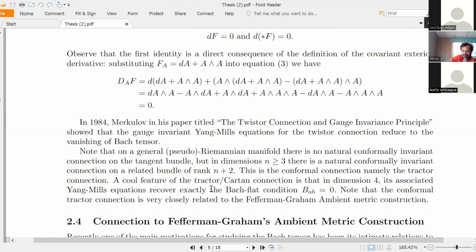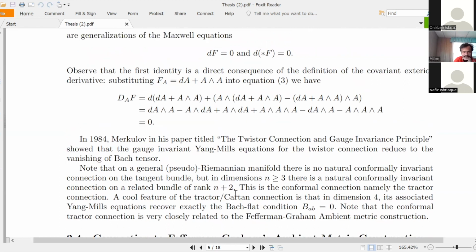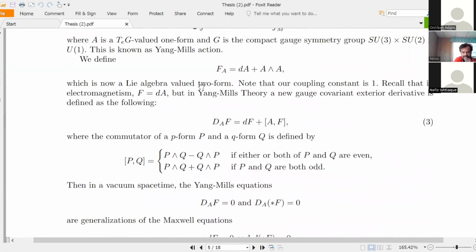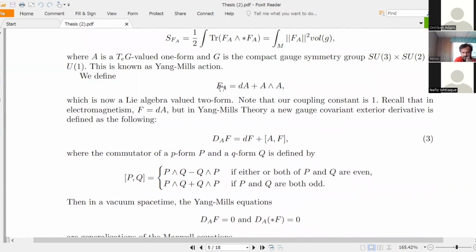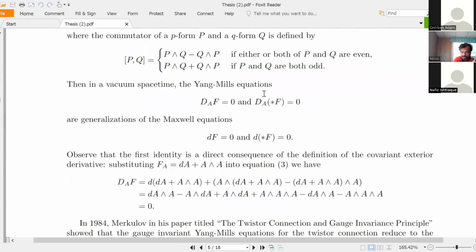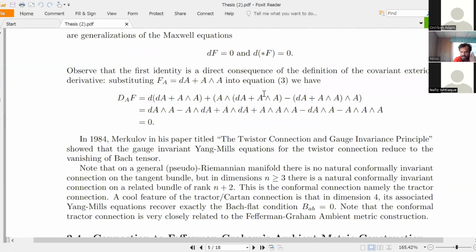So yeah, this part is by Rod Gover and another guy whose name I forgot. They did these things. So this Yang-Mills equation in four dimensions, with respect to this new kind of derivative or connection, whatever, is conformal invariant. With respect to this conformal invariant connection, the Yang-Mills equations reduce to Bach flatness.